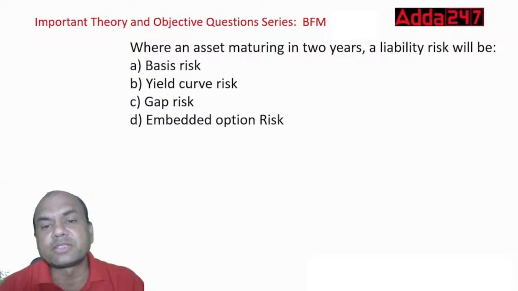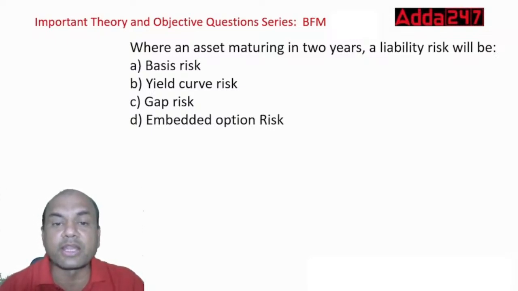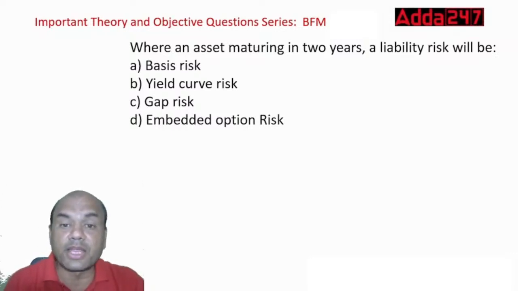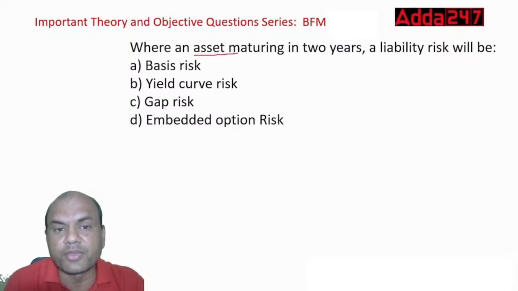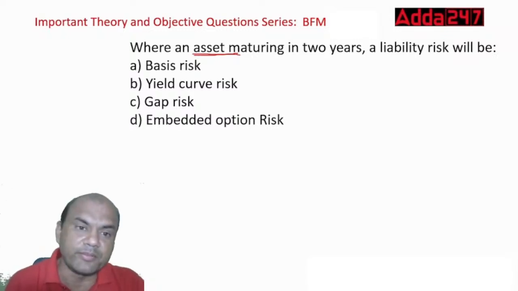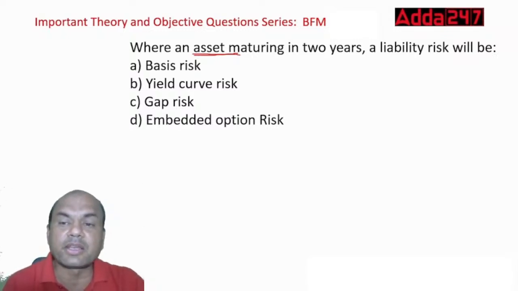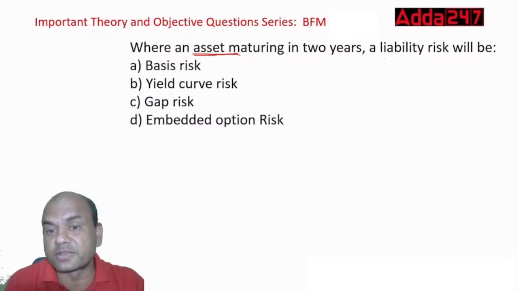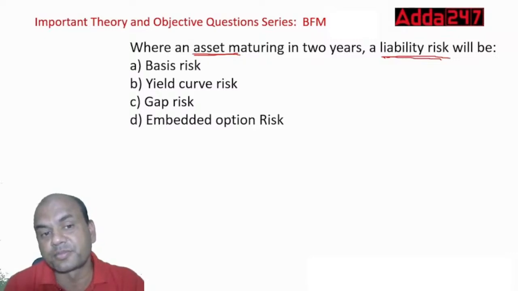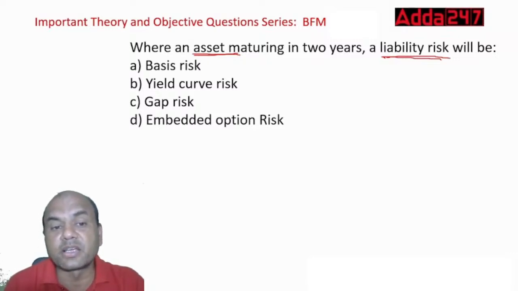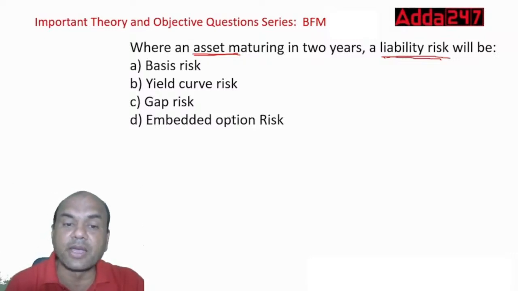Where an asset is maturing in 2 years, the liability risk will be? Suppose any asset, meaning a loan, is maturing in 2 years. I have given a loan and that person will be paying me after 2 years. So what is the liability risk? Now look at this liability risk. What risk will I face from the depositor's angle? Basis risk, yield curve risk, gap risk, embedded option risk.